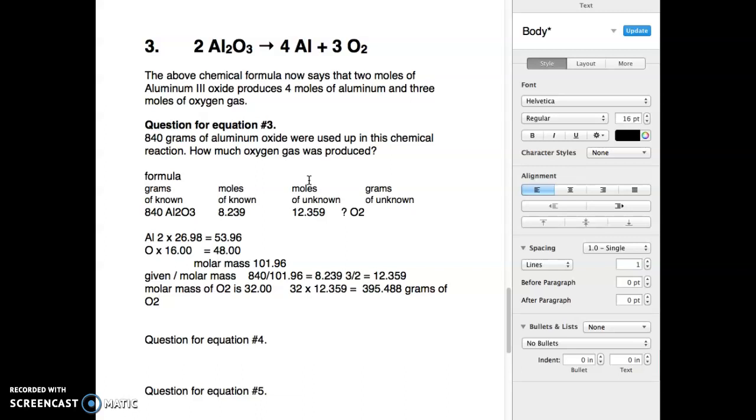I hope that wasn't too awfully hard for you. We're going to be working on these until Easter break, so you're going to have some time to work with these, okay? And the answer right there would not be a question mark. It'd be 395.488 grams of O2. That's the way you do these. Hopefully you can follow these along. Get these done and turn these in as soon as possible.